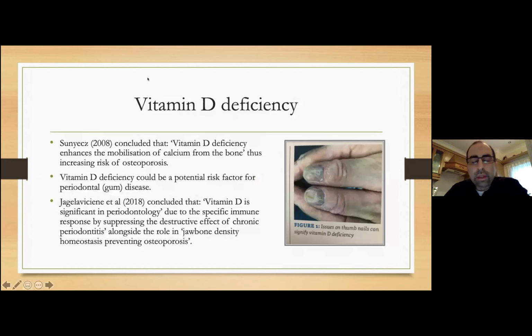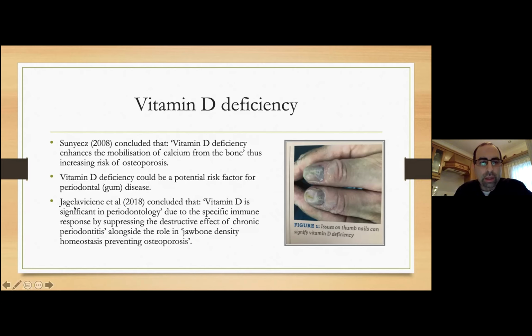So the next micronutrient or vitamin that the body needs is vitamin D. Vitamin D deficiency enhances the mobilization of calcium from the bone. So people who are not taking enough vitamin D in their diet, the calcium in their bone will become mobilized, and this can result in osteoporosis. Vitamin D deficiency can also be a potential risk for periodontal disease, because periodontal disease is a disease of the support of the teeth, the bone and the periodontal ligament. So if the calcium in the jawbone is affected, then that's going to have an effect on the tooth support, and periodontal disease can result.